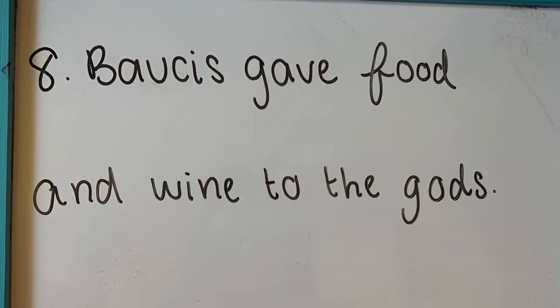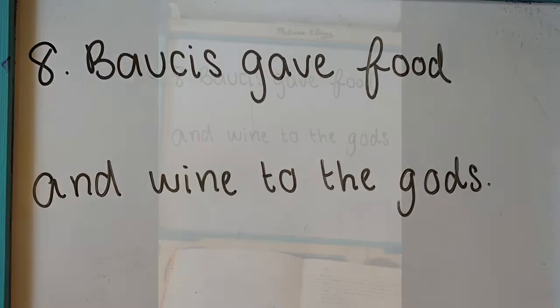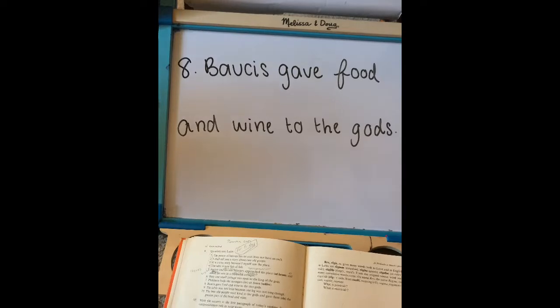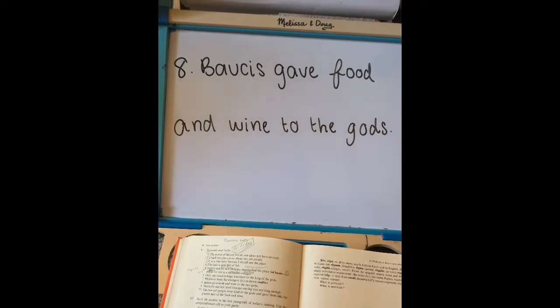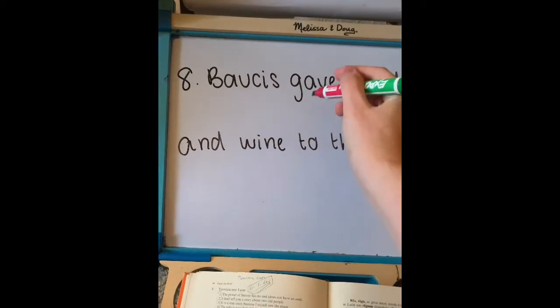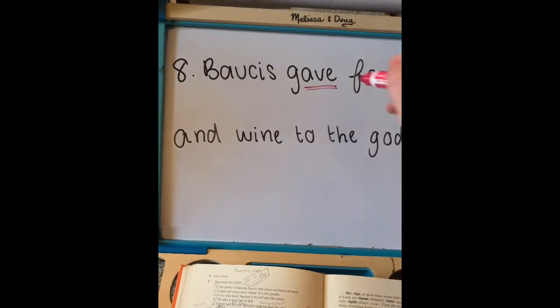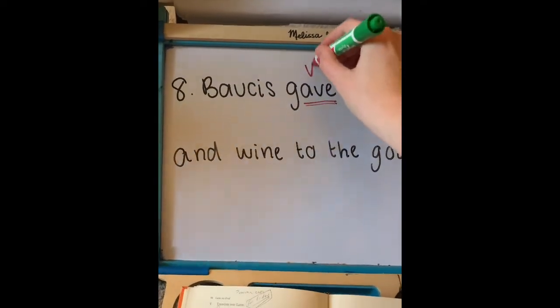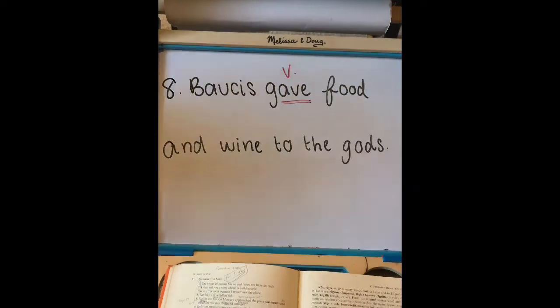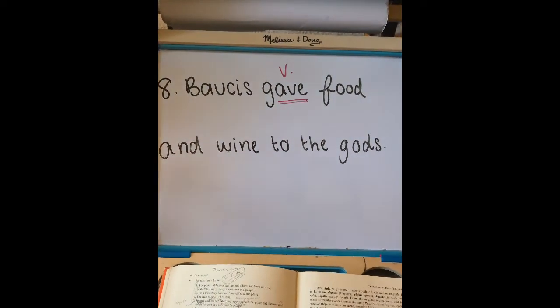We're doing so good. We're on number 8. So this one, we got a simple one again. Balkis gave food and wine to the gods. So let's start with our verb. That's gave. This is a past tense verb. So that's kind of cool, but it is pretty simple. So let's mark it there. That's our verb. Someone is giving something to someone else.